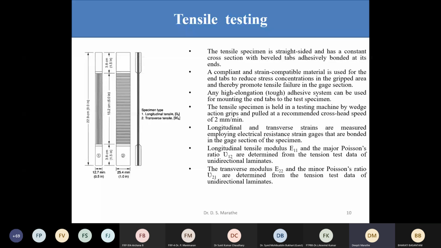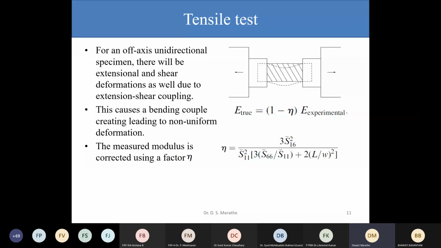Now this was about the tension test where I have specimens specifically aligned with the fibers aligned at 0 degree and with the fiber aligned at 90 degree. But these are not the only composites that I make. I make composites which are not only unidirectional, but there is some off axis also. So say I have a plus minus 40, plus minus 30 laminate with a number of layers there.